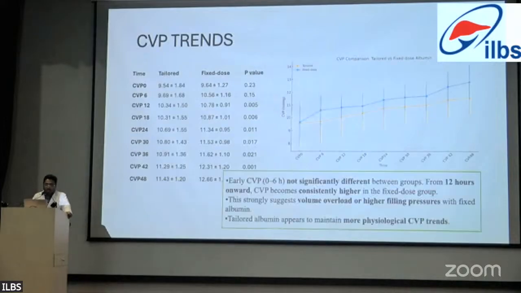Among the CVP, early CVP was not significantly different in both groups, but after the initial completion of the 25 grams of albumin, from 12 hours onwards, CVP shows a consistently higher rise in the fixed dose albumin group. So this suggests volume overload or a higher filling pressure with the fixed albumin. Tailored albumin appears to maintain a more physiological CVP trend.